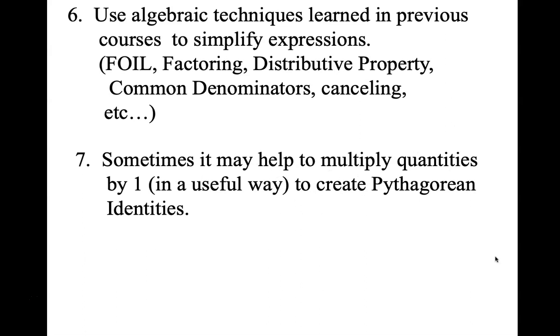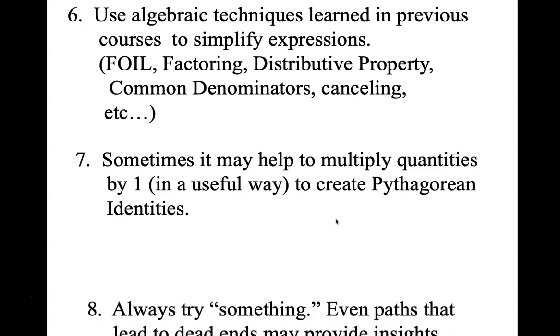Sometimes it may be helpful to multiply quantities by 1 in a useful way. We've done that before, where to get common denominators, you might multiply one expression by cosine over cosine. What I'm referring to here is more of, let's say I have a 1 plus cosine in the denominator. I know that's not an identity, but if I multiply it by its conjugate 1 minus cosine, then it becomes 1 minus cosine squared, which is a Pythagorean identity, and you can use it. So that enables you to manufacture a Pythagorean identity where one wasn't at first.